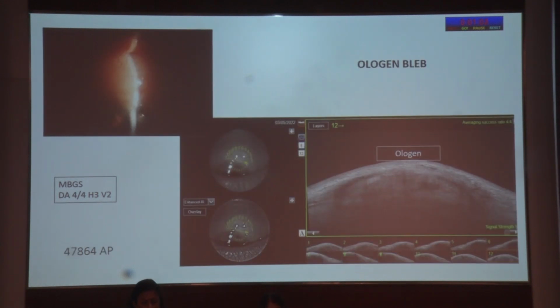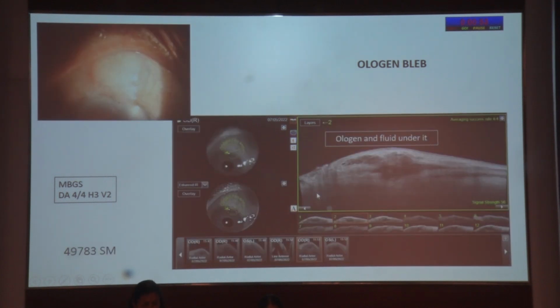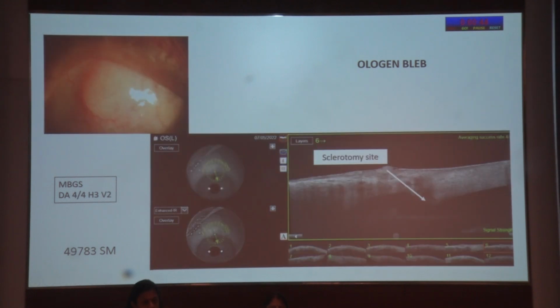This is one month after the trabeculectomy with ologen. You can still see the ologen here with partial resorption of the ologen material, and afterwards you can see the fluid which is collecting in the ologen and under the ologen which is partially resorbed. So ologen blebs are also good, which we can monitor here.